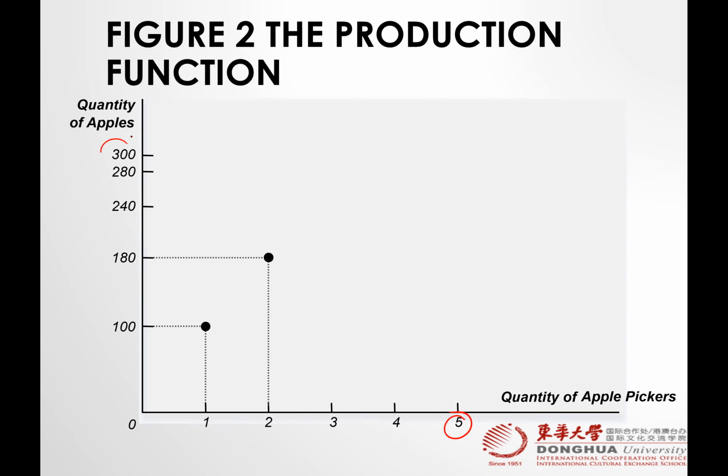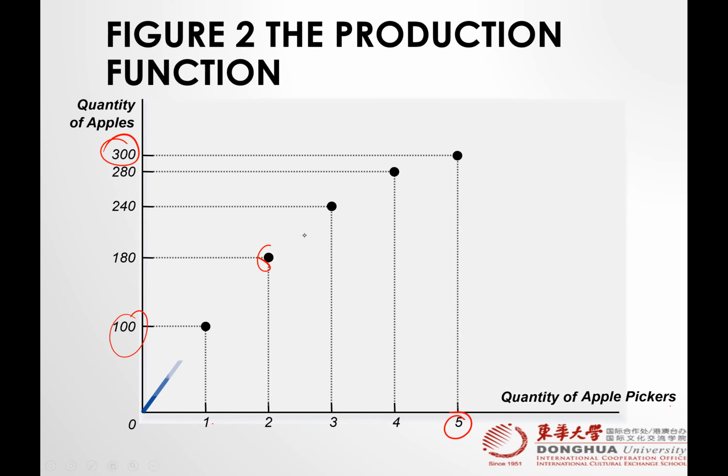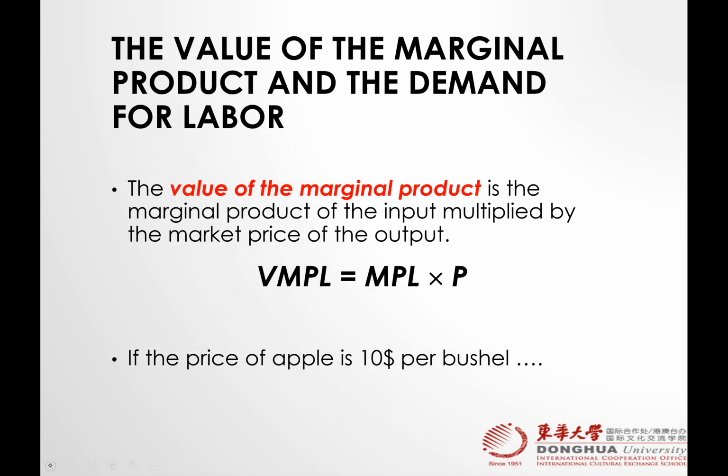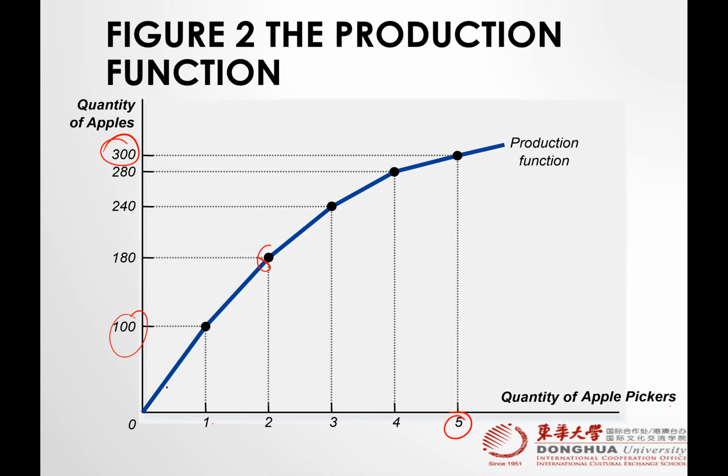So these are the output, and this is the input quantity of apple pickers. One worker picking 100, two workers combined 180. You see something: it's not a straight line, it is a curved line, right? It means the production function becomes flatter. From here you see it would be doing like this. It means adding the 6th worker won't increase your total output.